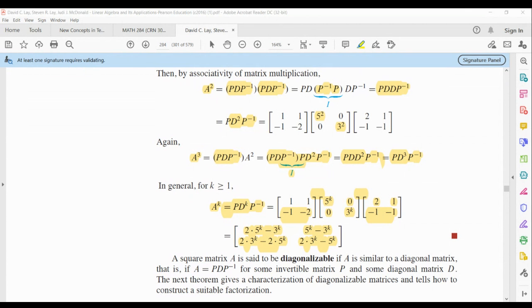So if a matrix A is diagonalizable, it's very nice. And of course, a matrix A is diagonalizable if the matrix A is similar to a diagonal matrix. That means A is equal to P times D times P inverse for some invertible matrix P and some diagonal matrix D. Are there any questions so far?